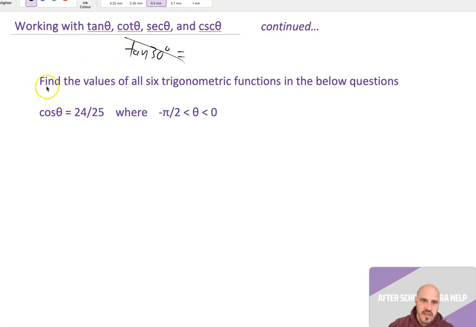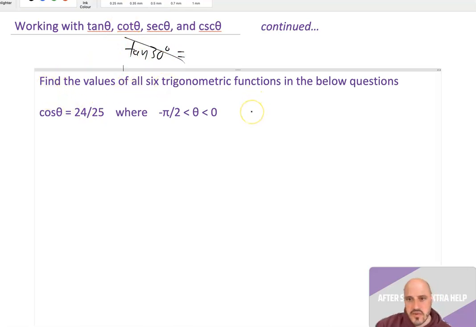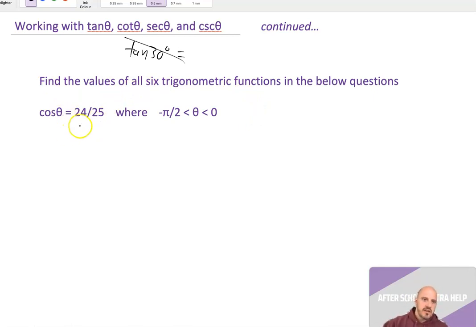The directions say, find the values of all six trigonometric functions in the below questions. Here we have cosine of theta equals the ratio of 24 over 25, where my theta, my angle, is in between pi over 2 and 0. All right, so where are we if we're in between pi over 2 and 0?